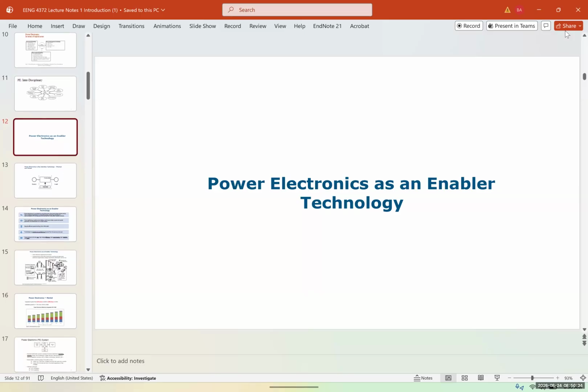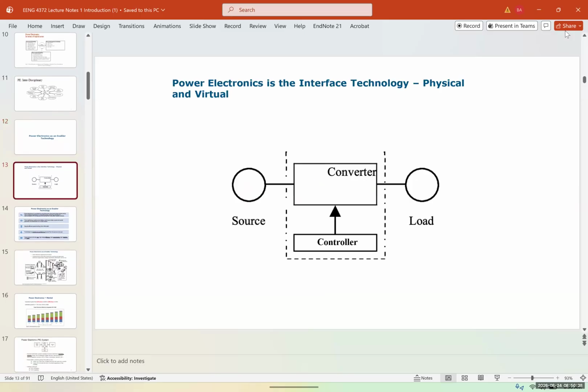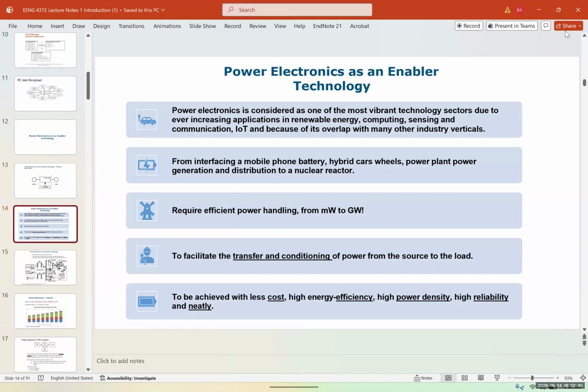So the next section is power electronics as an enabler of technology. It's an interface technology, physical and virtual. You can see we have a source, a load, and we want to be able to connect the source and loads with a converter.